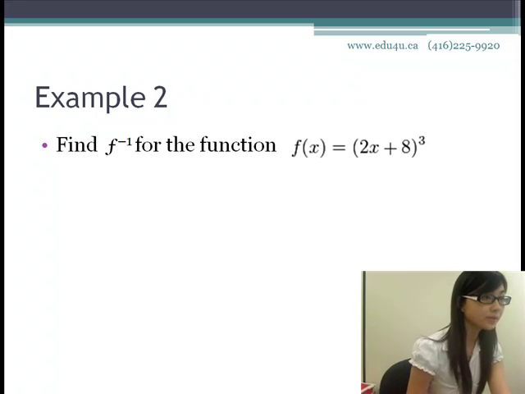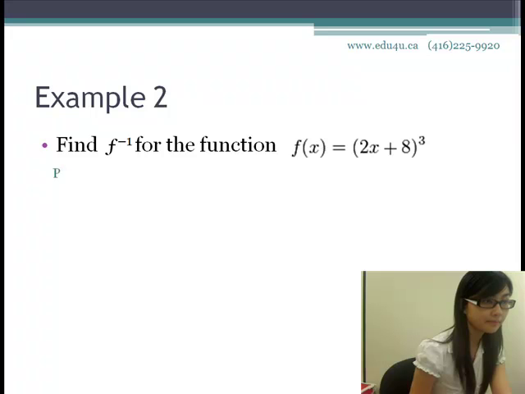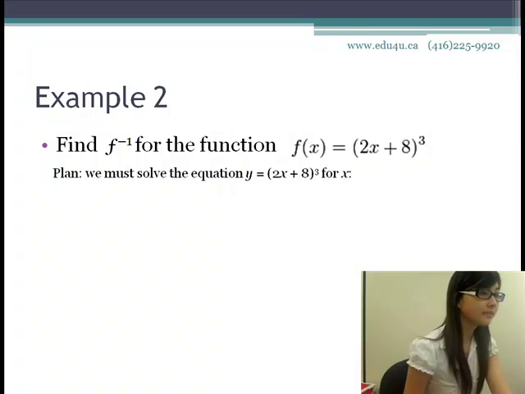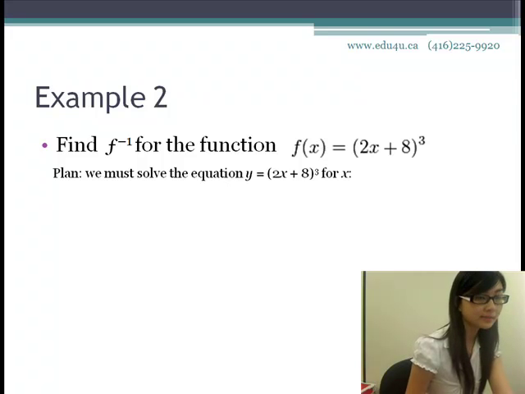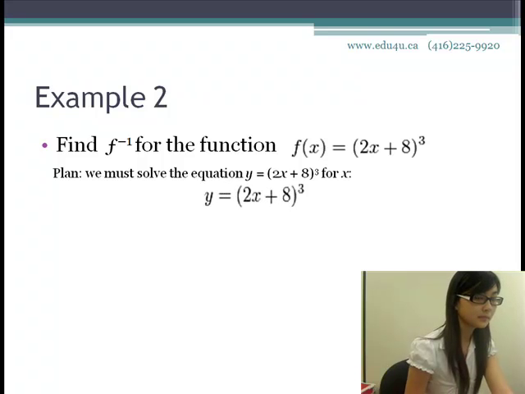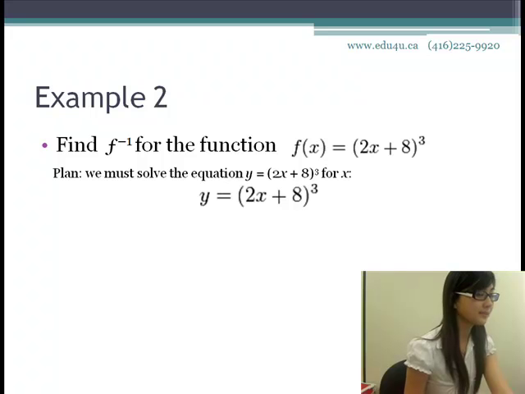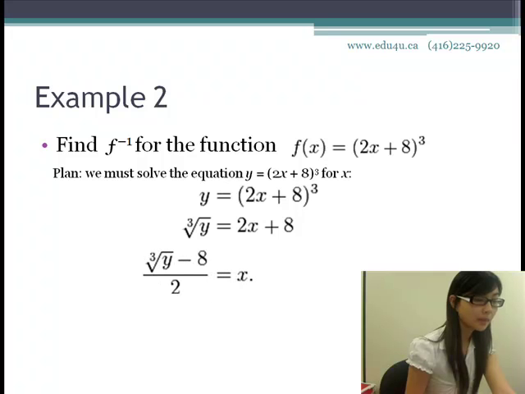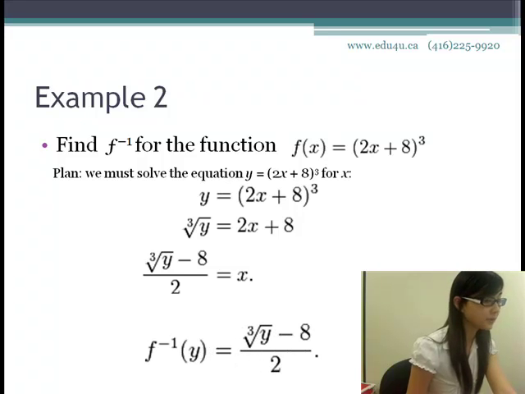Let's look at a more complicated example. Find the inverse of the function when f of x equals (2x plus 8) all to the power of 3. Before we approach this question, we have to think of a plan. The plan for this is we must solve the equation for x instead of y. Once again, we start out by writing the original function. And then we raise both sides to the power of 1 over 3. Then we subtract 8 and divide by 2 on both sides of the equation, and that will isolate x. That would be our final answer for the inverse function.